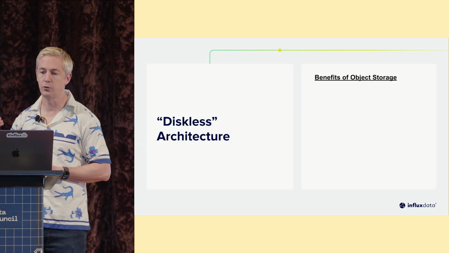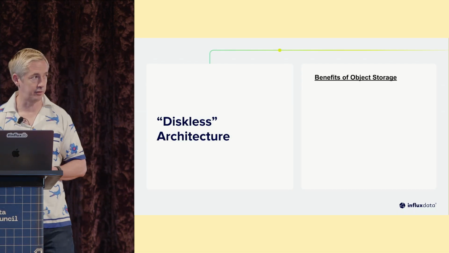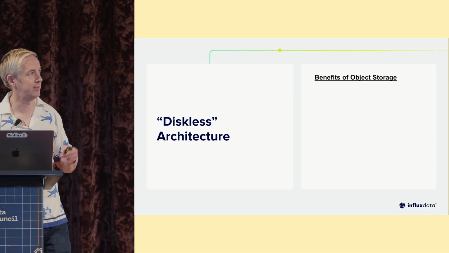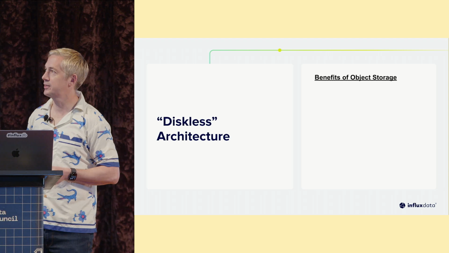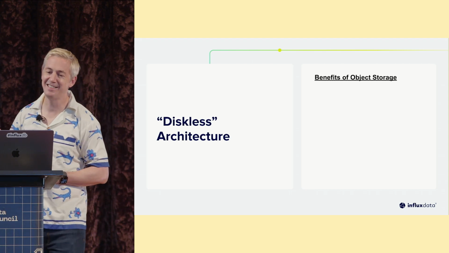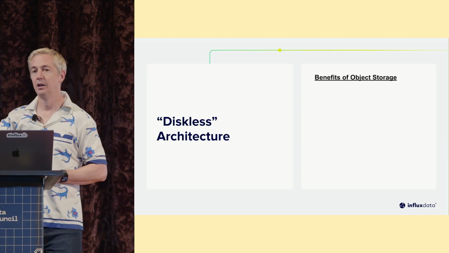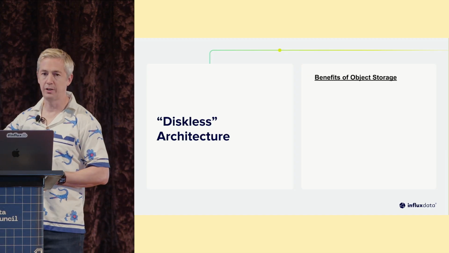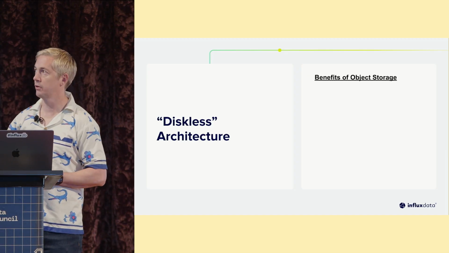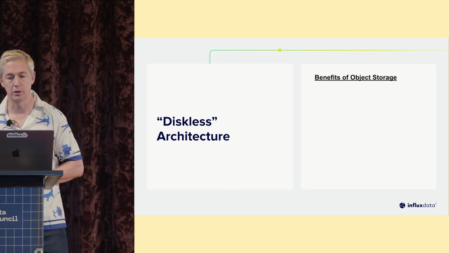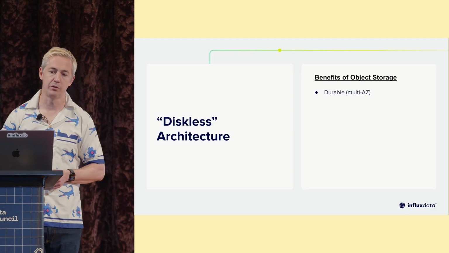And where we arrived was this idea of a diskless architecture. I put it in quotes because, serverless, diskless, there are disks somewhere. But the idea is that we can use object storage exclusively for all data, all state. So the servers can spin up. They don't even need a locally attached disk. They can use object storage. And there are some benefits that we get out of this.